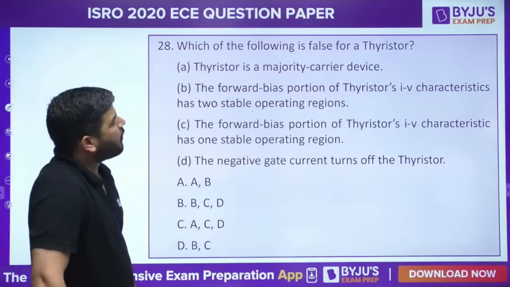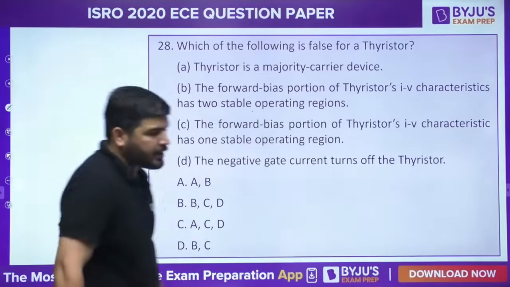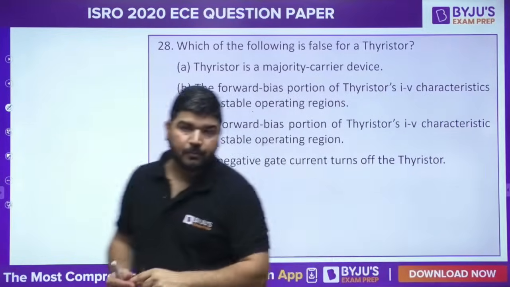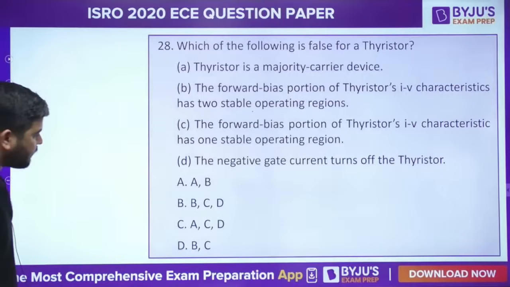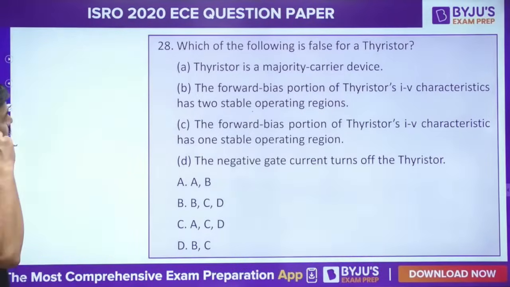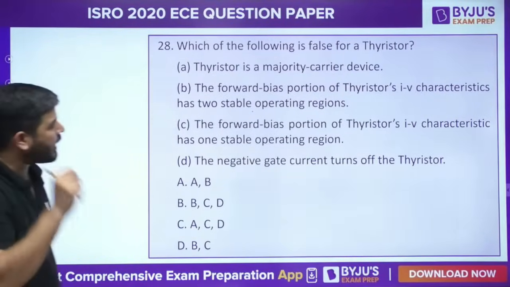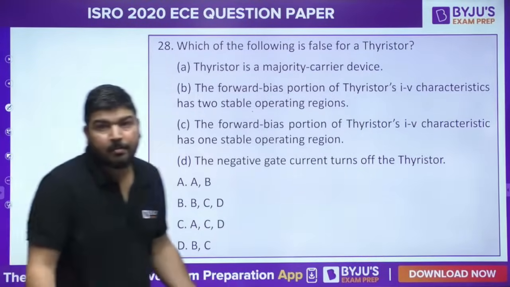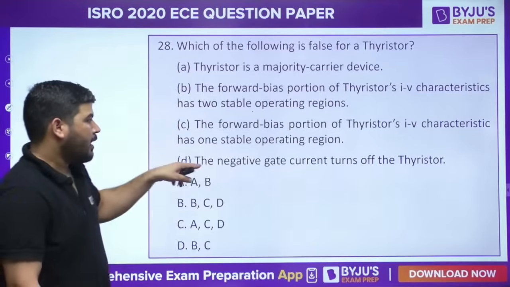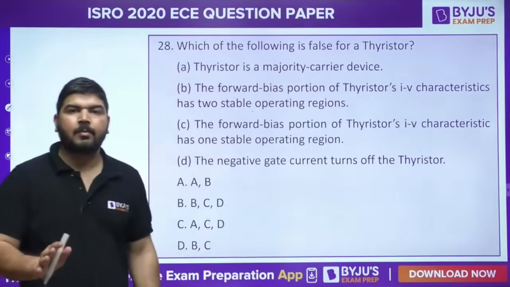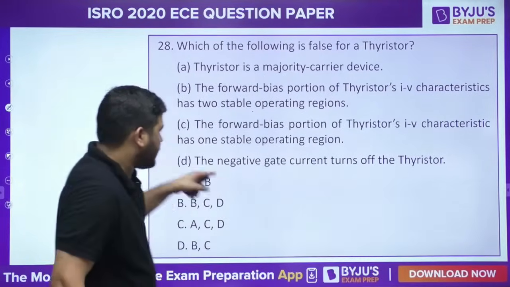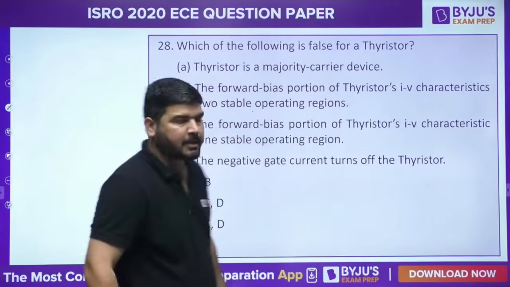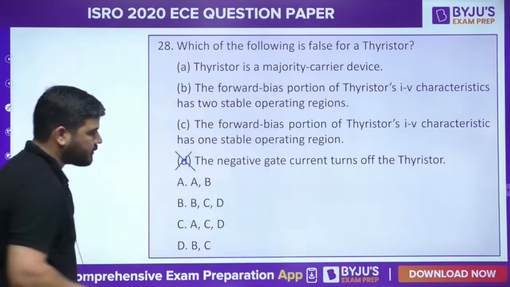Which of the following is false for a thyristor? I need to find the false statement for the thyristor. Which statement is false? Now, for a thyristor, first of all, you have to remember this: in a thyristor, you can turn on using gate current, but you can't turn off using gate current. And here it is written that a negative value of the gate current turns off the thyristor. This is wrong. This is false.